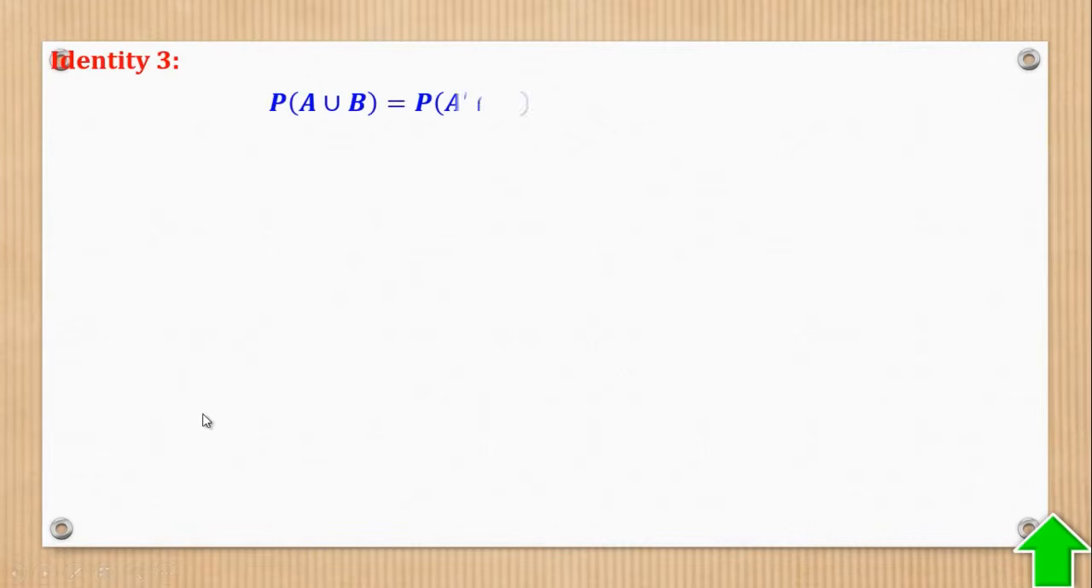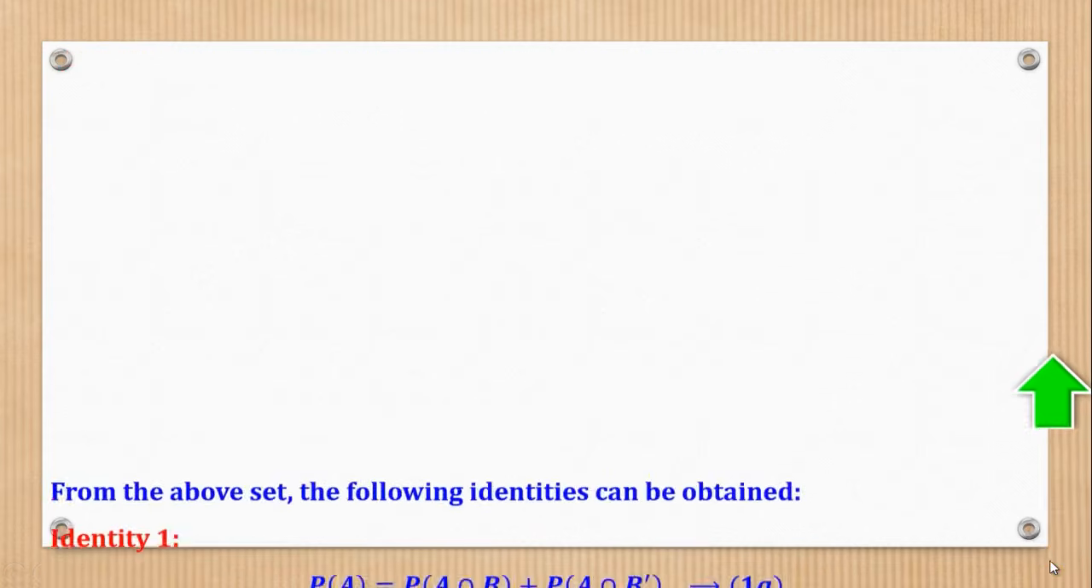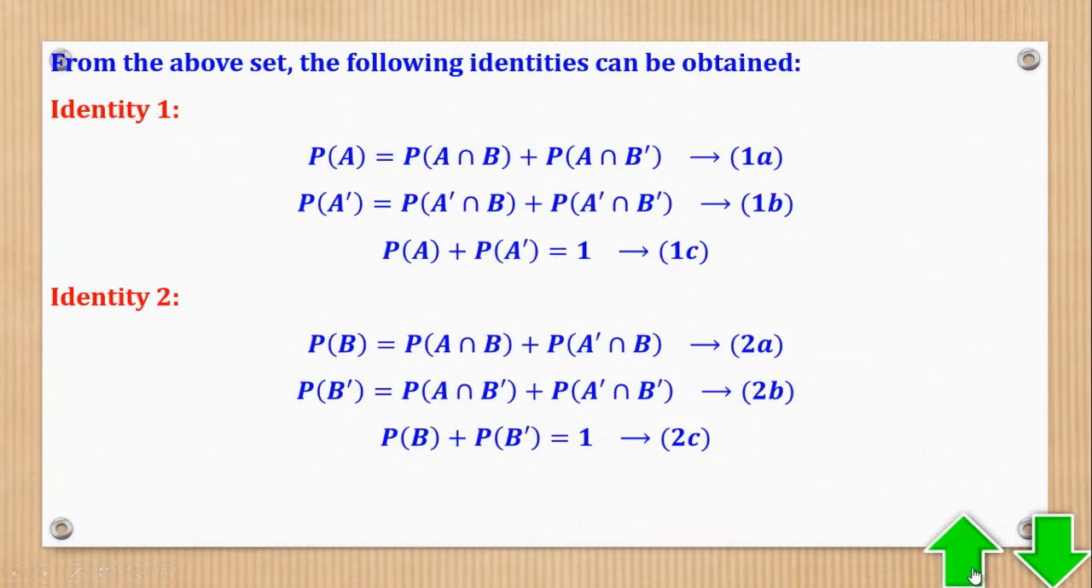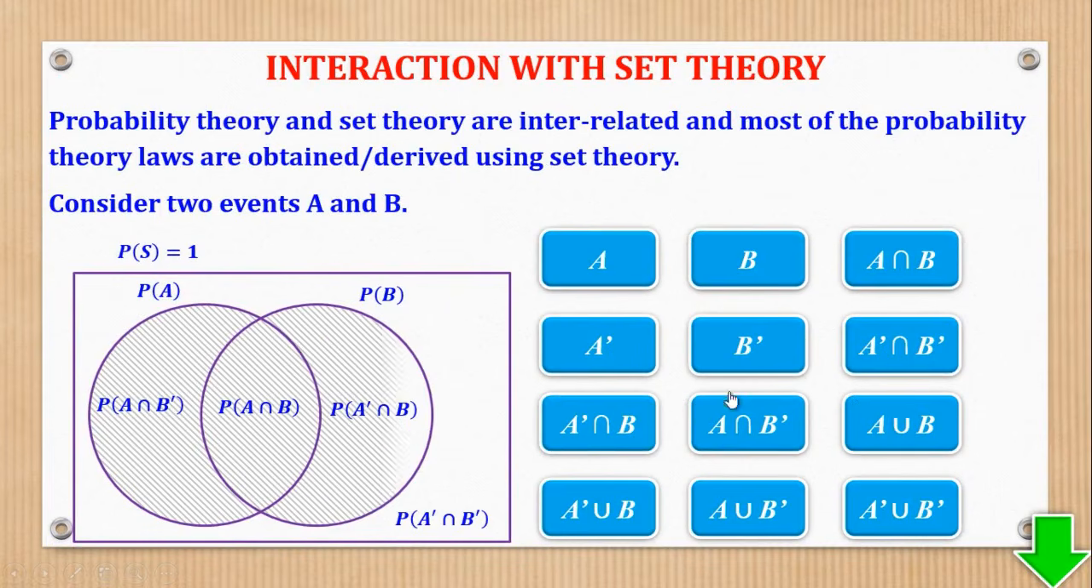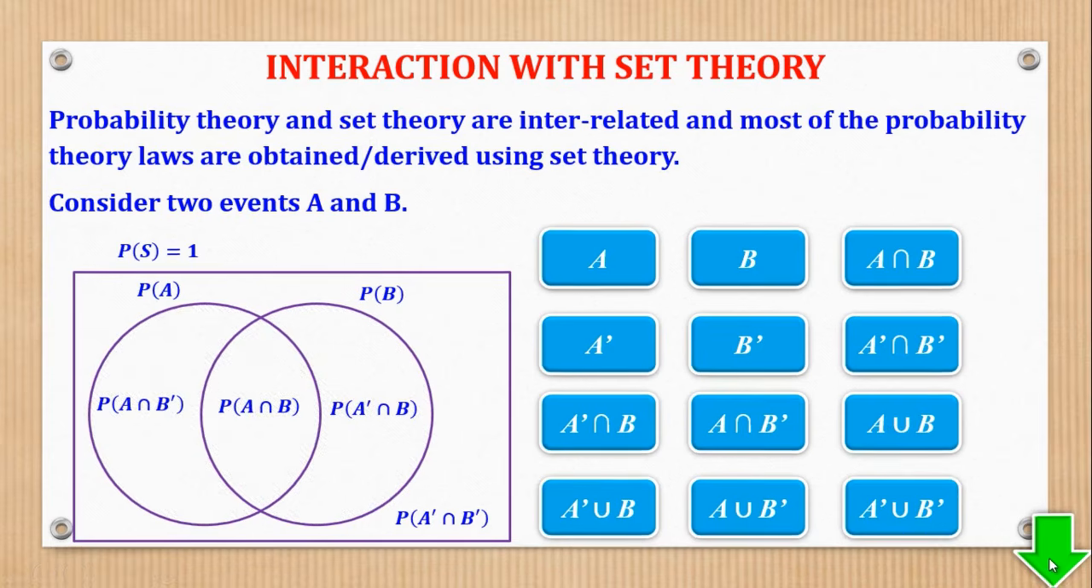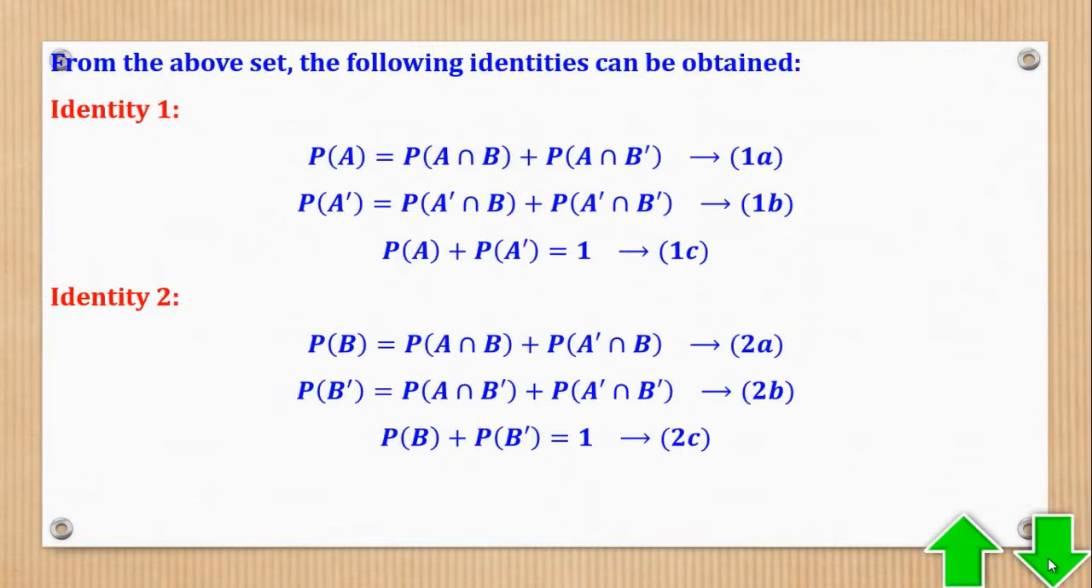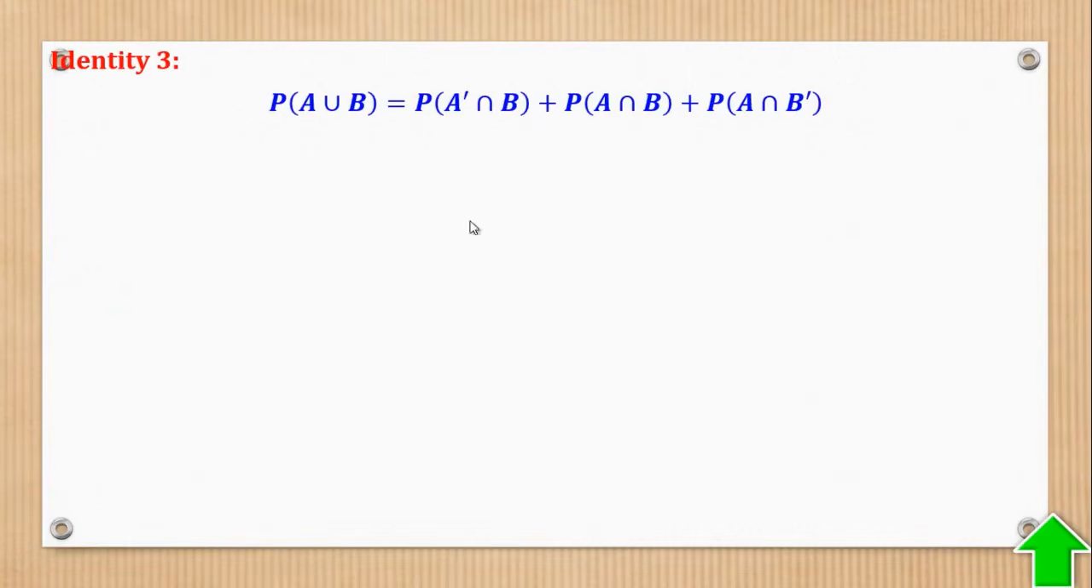So next we shall go to identity 3. So identity 3, if you look at this, I want to get an identity which gives me the probability of A union B. So A union B is the whole of this. Therefore I have to add up all these three probabilities, this plus this plus this. And that's what I have done here.